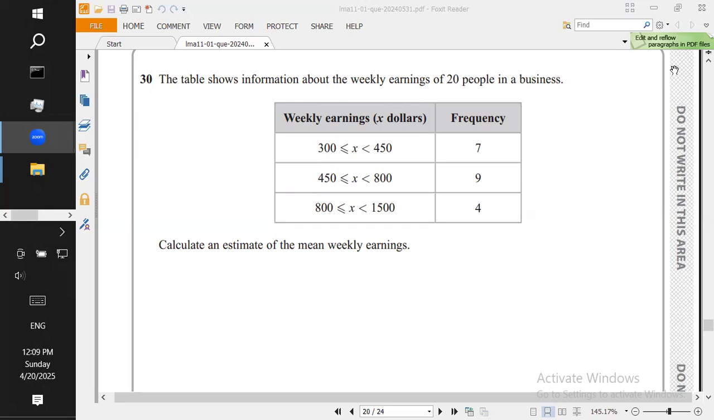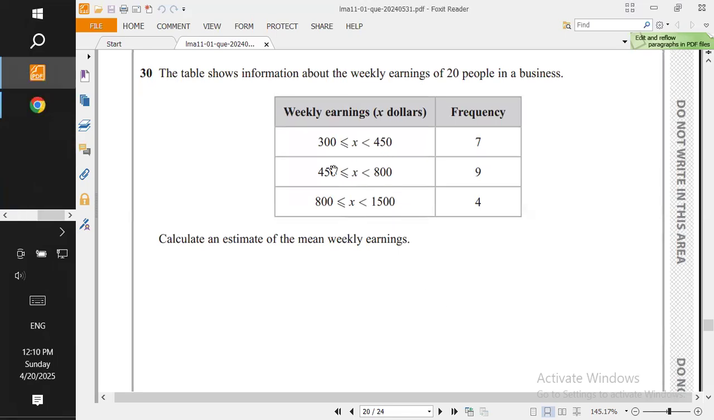In this video, we're going to talk about the Year 9 Achievement Test, May 2024. Section B, question 30. The table shows information about the weekly earnings of 20 people in a business. These are the weekly earnings in X dollars, and this is the frequency that shows how many people we have with these numbers. Calculate an estimate of the mean weekly earnings.